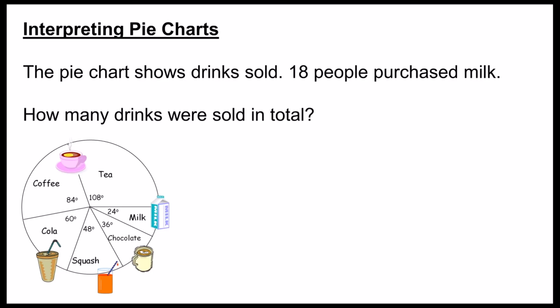So the last part of this lesson is looking at interpreting harder pie charts with questions such as this. It starts off by saying that the pie chart shows the number of drinks that have been sold. 18 people purchased milk, so how many drinks were sold in total? Now I know that milk is represented by 24 degrees, so I can say that 24 degrees is equal to 18 people.